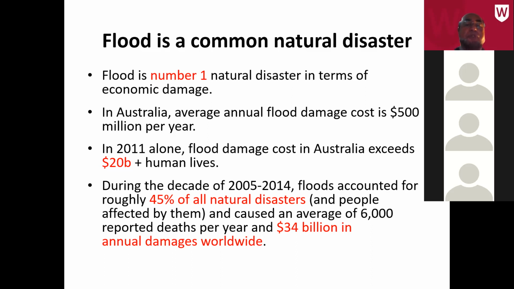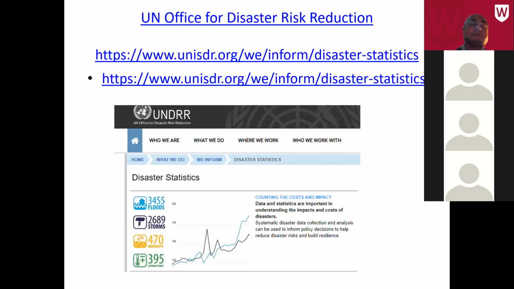During 2005 to 2014, flood accounted for roughly 45% of all natural disasters and people affected by them, and cost an average of 6,000 deaths per year and $34 billion annual damage worldwide. You can see the magnitude of damage from flooding. That's why in most countries, in terms of development assessment, flood is regarded as a big factor, and flood experts are required in this kind of assessment.